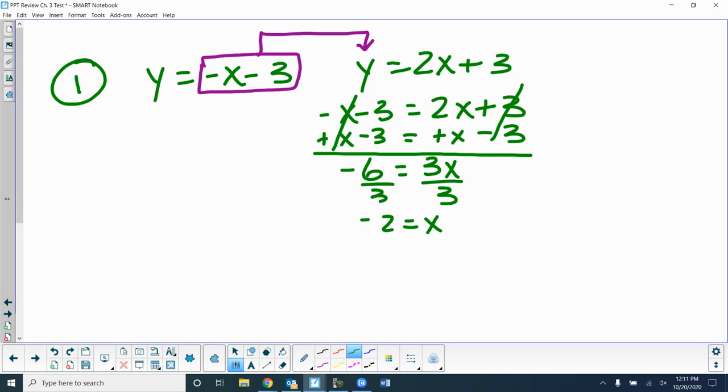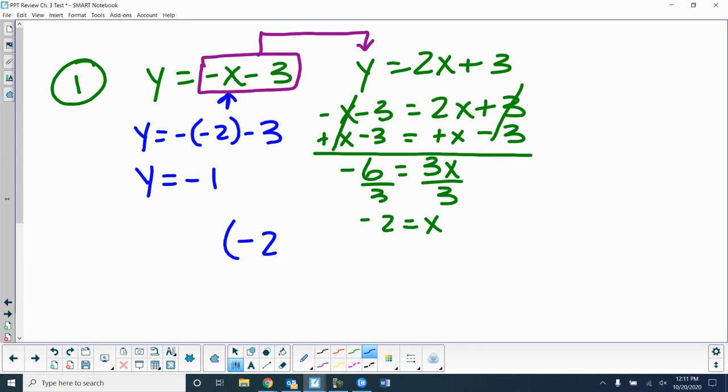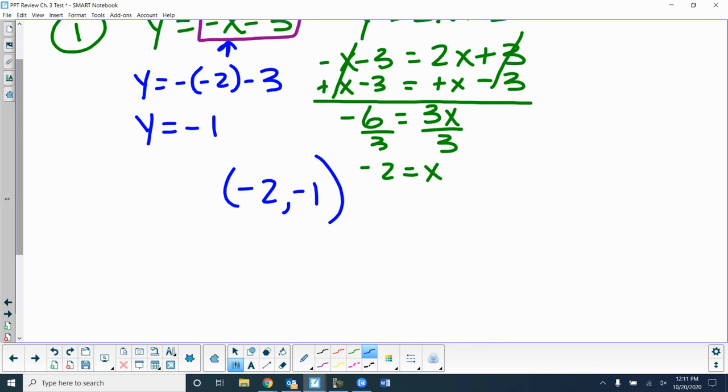And then, like I said, I like to put it in there. So it's y equals negative of a negative 2, which is positive 2, minus 3, negative 1. So you should have gotten negative 2 for x, negative 1 for y, for the first one. Question?